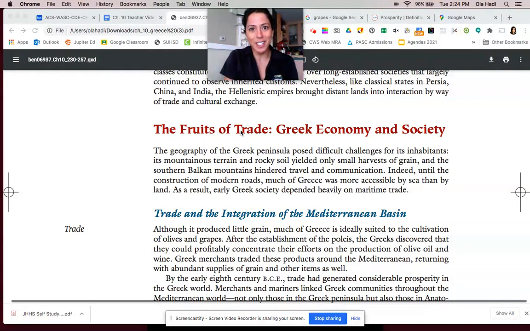So first, let's take a look in the book at this heading that says the fruits of trade. The fruits of anything is usually a reference to the positives, the benefits of something. And here it's telling you about its effects on the Greek economy and on Greek society. So if you take a look at this introductory section, it's telling you about what Greece was like.